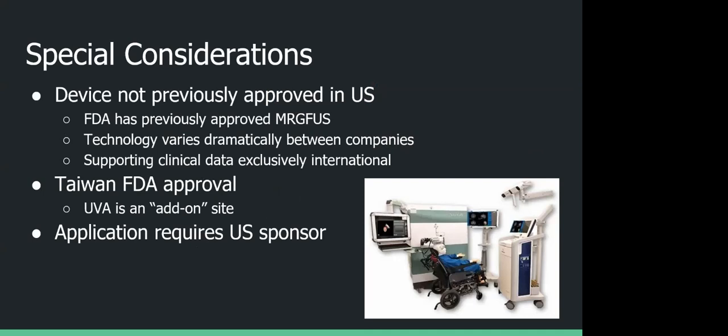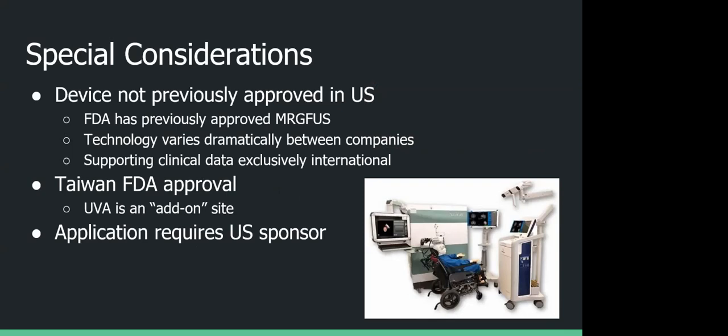So we know that this trial can get off the ground. They were approved through the drug pathway, partly because they're using the InSightec device that has already been approved by the US FDA for blood-brain barrier opening. So special considerations for us in this case is that the Navifus device has not been previously approved in the United States.